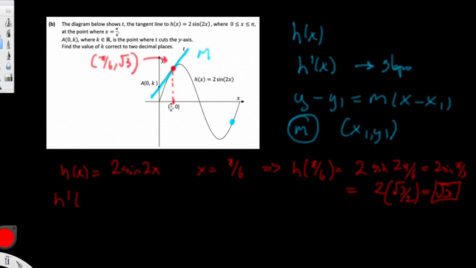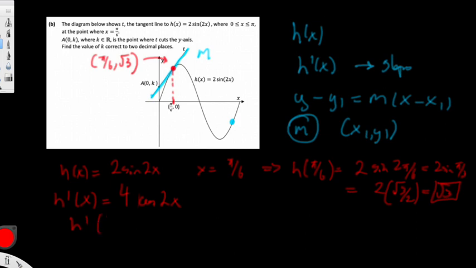And now h prime of x differentiated. So we have, the 2 just stays there, and then sine, when you differentiate sine, you get cos. But then we've got 2x inside, so we have to use the chain rule, and we differentiate 2x, we get 2, and that comes outside, so it's 2 times 2, so it's 4 times cos 2x, okay? So differentiate 2 sine 2x, you get 4 cos 2x.